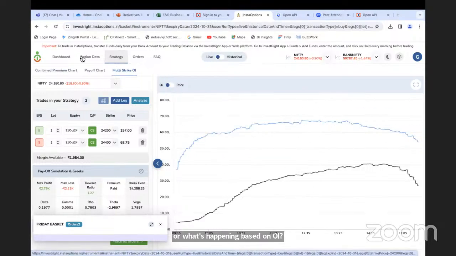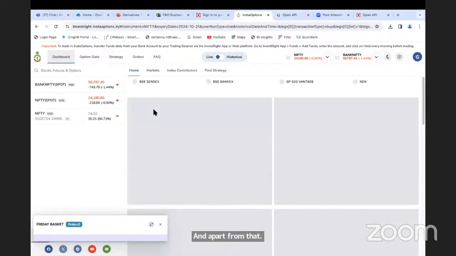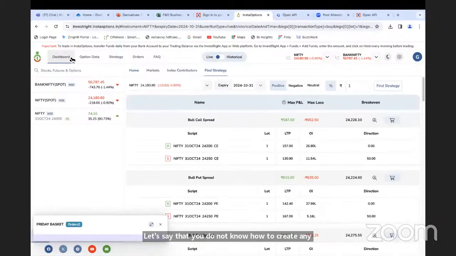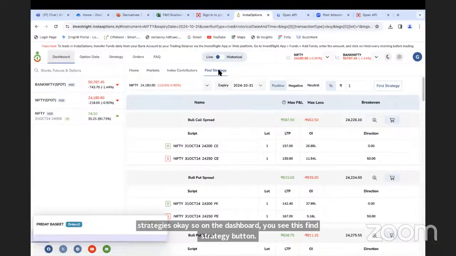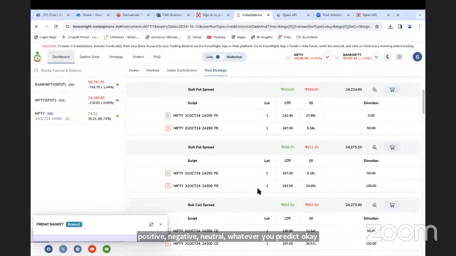And apart from that, let's say that you do not know how to create any strategies. Okay, so on the dashboard, you see this find strategy button. If you click on find strategy, all you have to do is give your view over here. Okay, you can select the underlying, you can select the expiry, and give your view: positive, negative, neutral, whatever you predict. Okay, and click on find strategy. So it will give you the ready-made strategies.